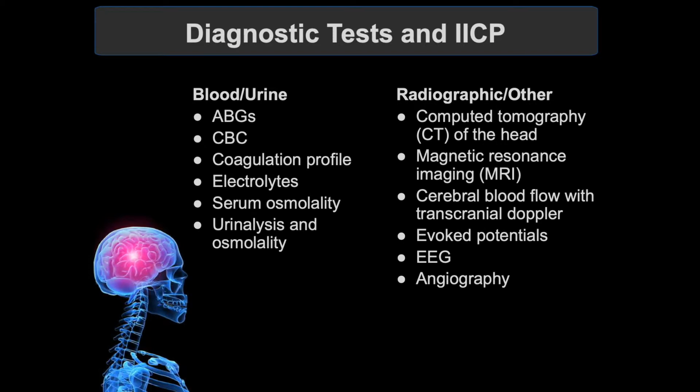Based on the fact that intracranial pressures are influenced by things such as blood pH, oxygen levels, carbon dioxide levels, and electrolyte levels, it's important that the nurse obtain arterial blood gases, CBC, coagulation profiles, electrolytes, serum osmolarity, and urinalysis and osmolarity. Remember, serum osmolarity and urine osmolarity indicate how much oncotic pressure those two substances have, and that will have a direct effect on the edema in the brain.